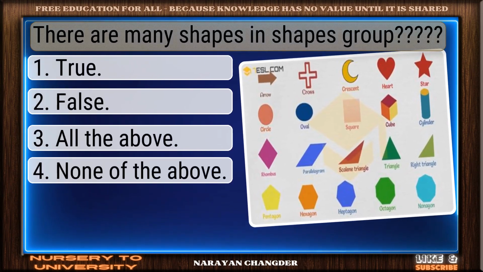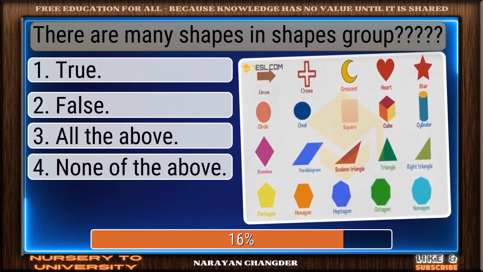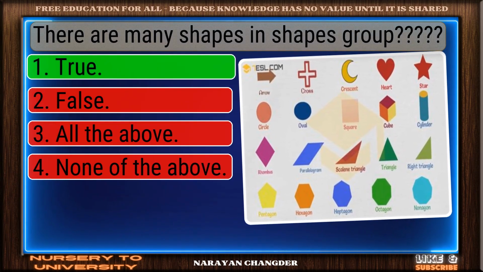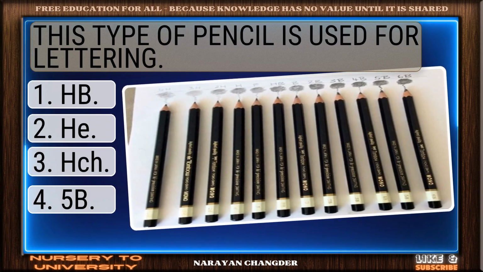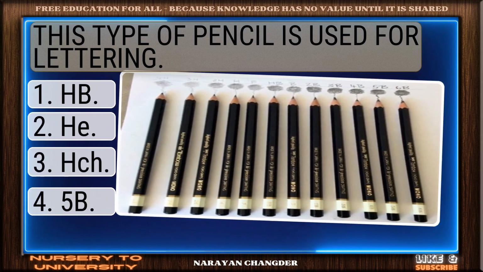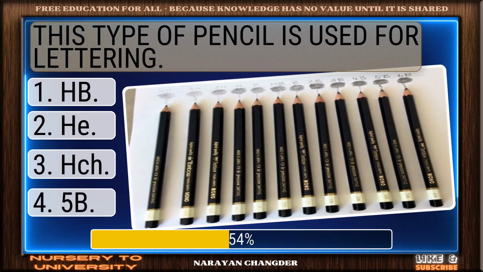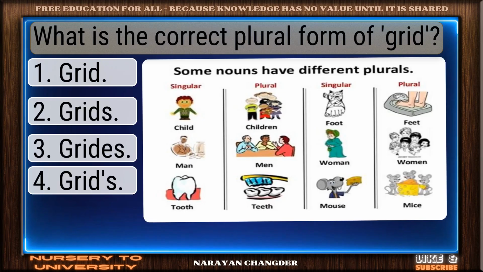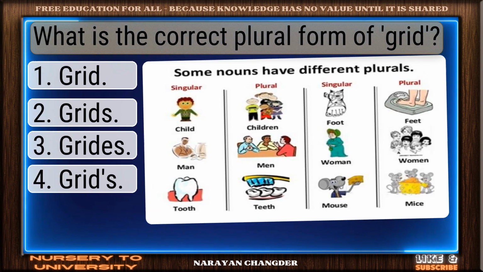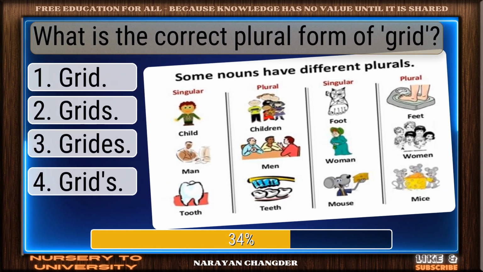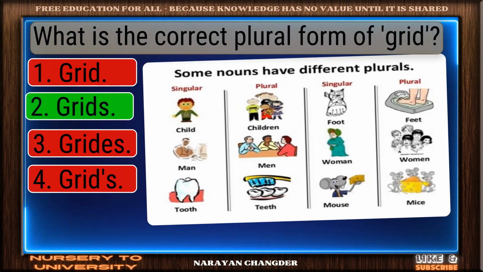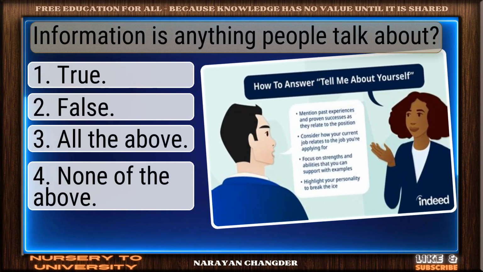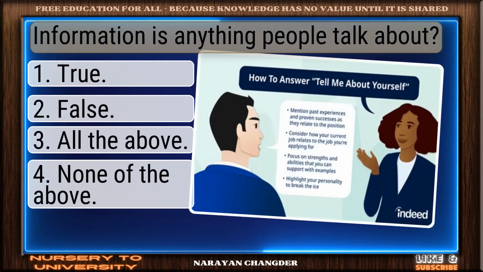There are many shapes in shapes group. Right choice. True is best. This type of pencil is used for lettering. HB is solid. What is the correct plural form of a grid? Nice selection. Grids is correct. Information is anything people talk about?